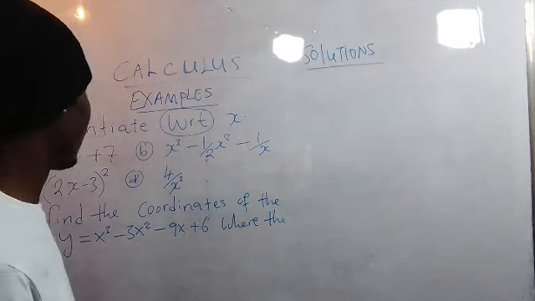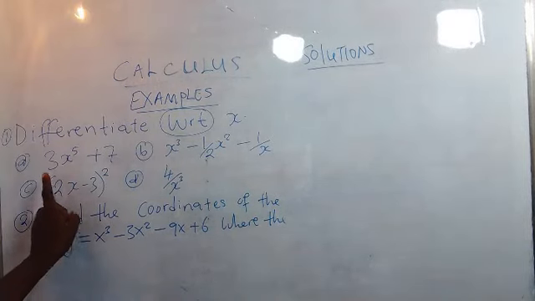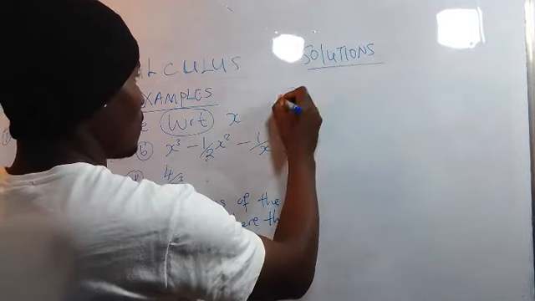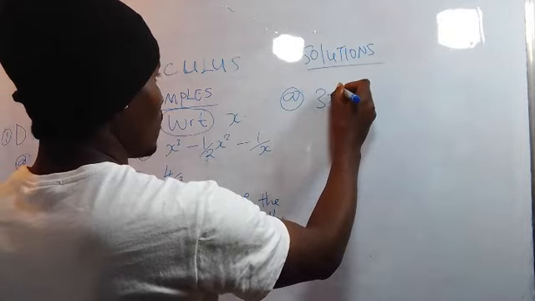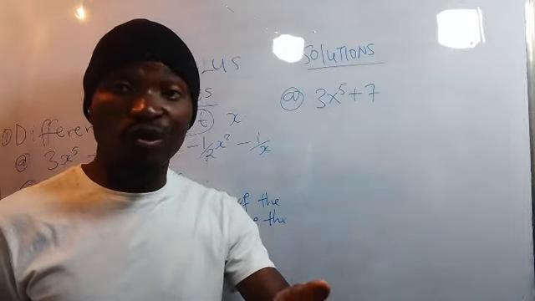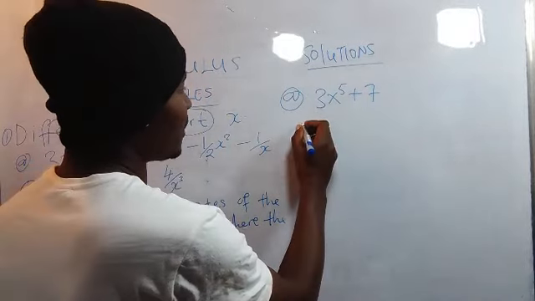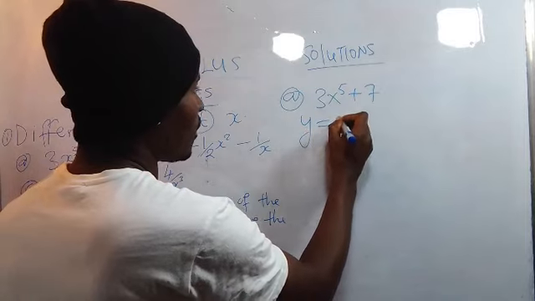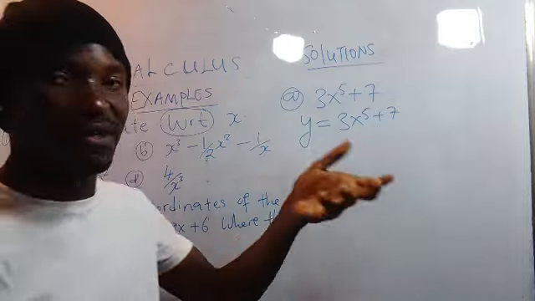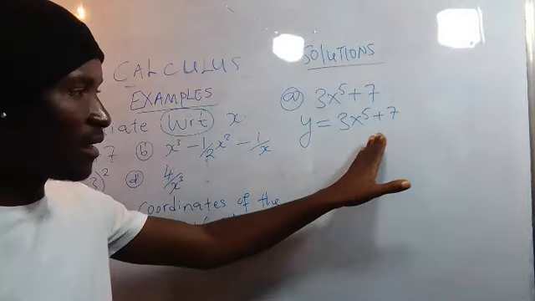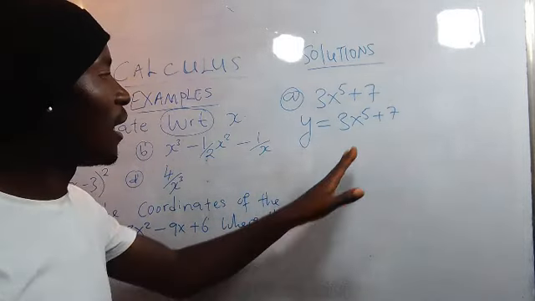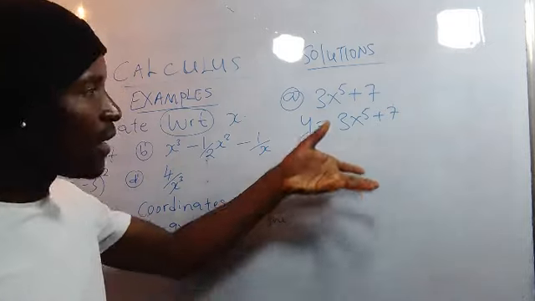So now the first one is saying 3x to the power 5 plus 7. Okay, so now before we start differentiating, you can just rewrite this one as y equals 3x to the power 5 plus 7. Okay, so that we have different variables within this function, so the y and the x. Okay, so we are differentiating this with respect to x, meaning y is a function of x.